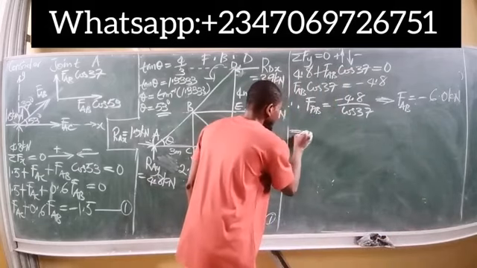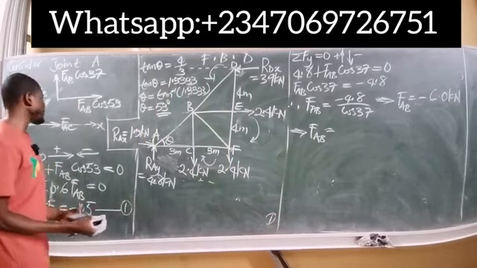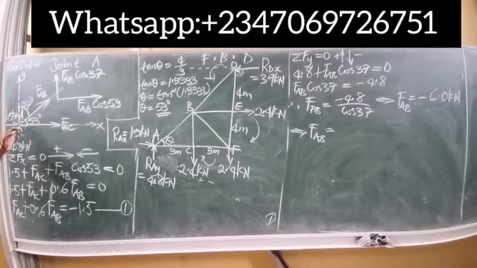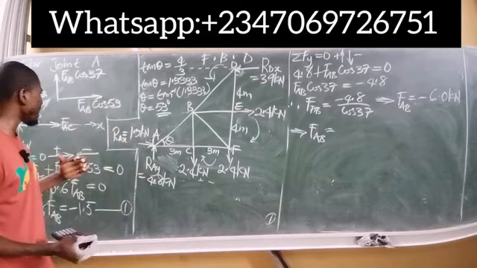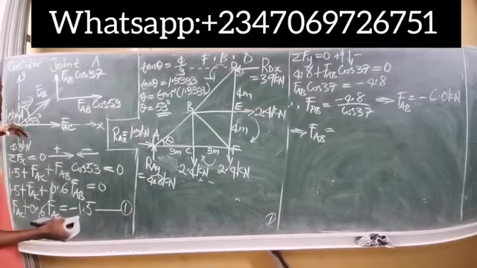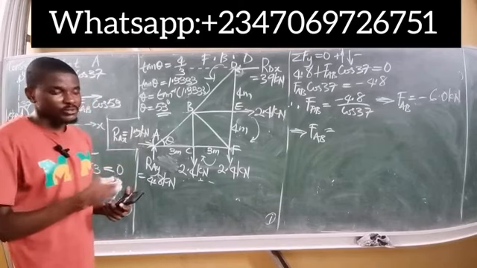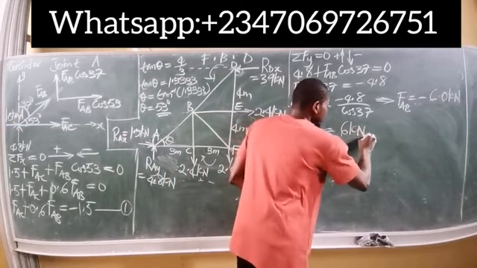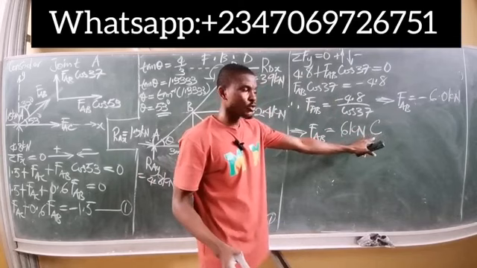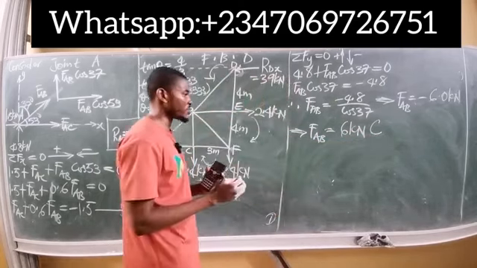So take note, we assumed tension for FAB. We said let the force between joint A and B be tension, that is, let the force be pulling out of the joint. And we obtained negative. It doesn't mean we are wrong. It only means that the direction we assumed was actually wrong. The true direction of the force in that member is compression. So it should be pulling inwards to the joint. So it simply means FAB is 6 kilonewtons C. C here stands for compression, which shows that this force is a compressive force. So that gives us the force in member AB.